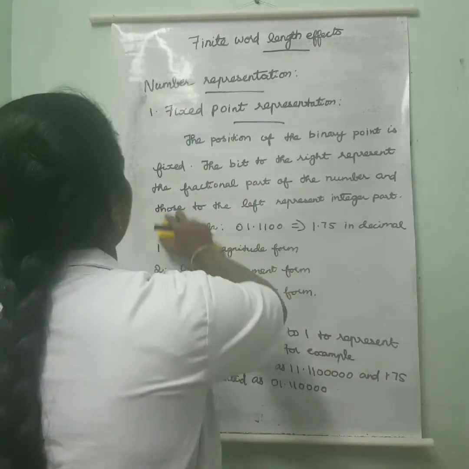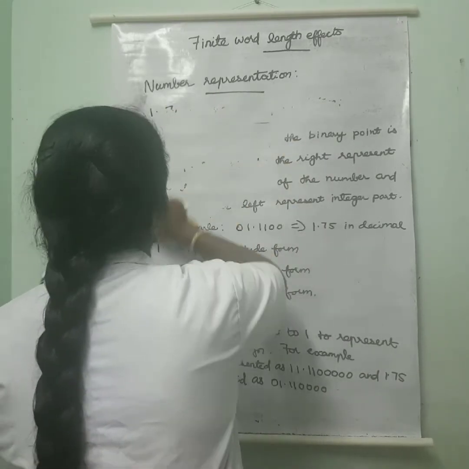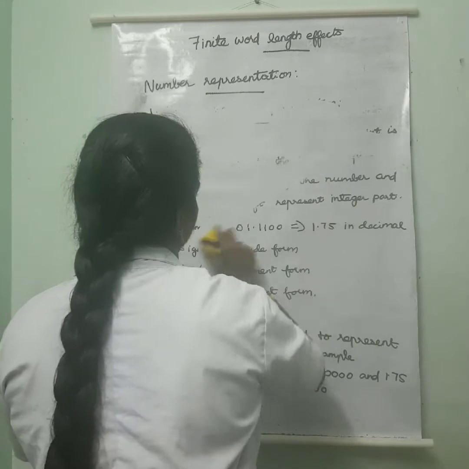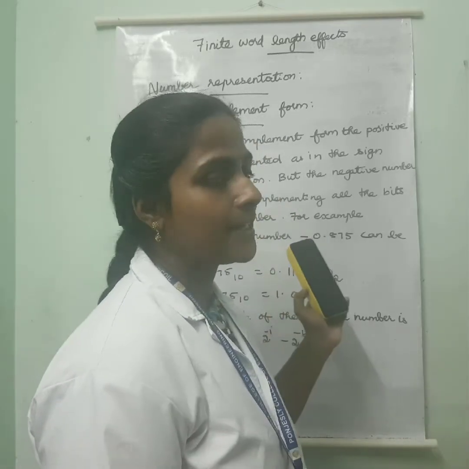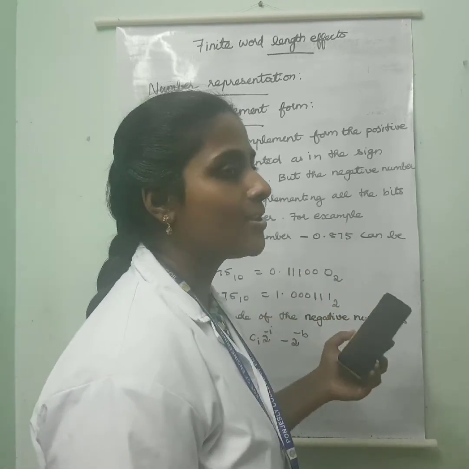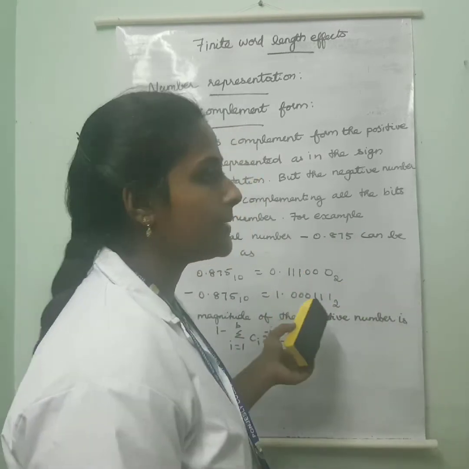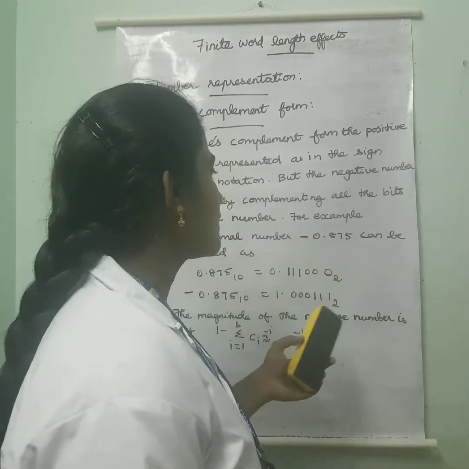Next, we can see 1's complement form and 2's complement form. In 1's complement form, the positive number is represented as in sign magnitude, but the negative number is obtained by complementing all the bits of the positive number.